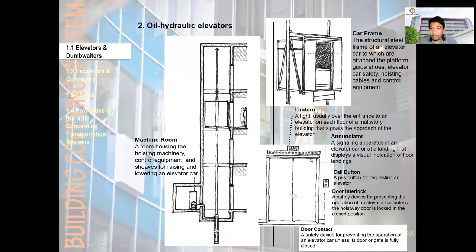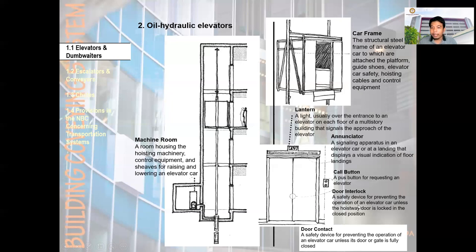Another is the annunciator. It is a signaling apparatus in an elevator car or at a landing that displays a visual indication of floor landing. So it depends. You can have a lantern and annunciator, or a combined lantern and annunciator. For the lantern, you have going up and going down patterns. For the annunciator, that is the level of floor the elevator is at, for the elevator stop. Next, we have the call button, a push button for requesting an elevator. You can have going up or going down button.